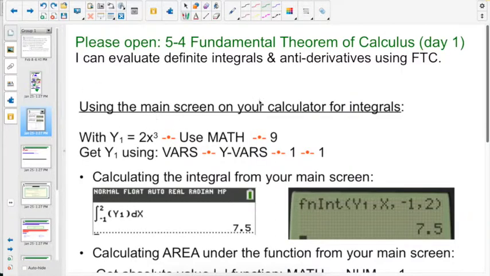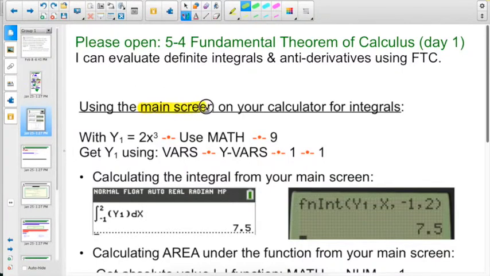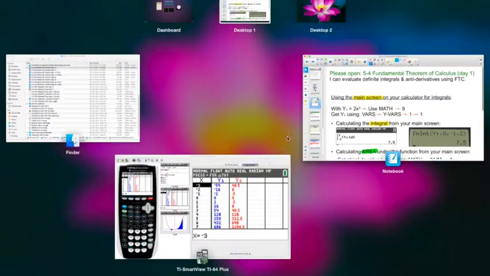You can also calculate integrals from your main screen on your calculator. So we're going to go through that too with this function as well. You don't have to go to the graph screen. I'm going to show you calculating the integral and then also doing the area. So we're also going to look at those two things and show you how to do this really quickly with a graphing calculator. And this is a huge time saver on the AP exam. So you'll definitely want to use this technique if you run into these type of problems in the calculator part of the AP exam.